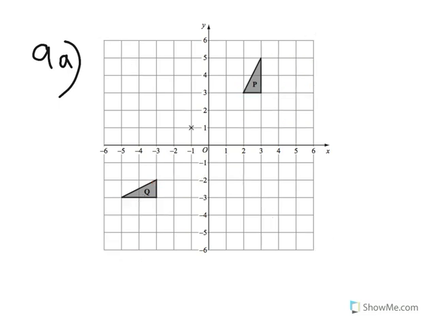Question 9b is asking you to rotate triangle Q 90 degrees anti-clockwise about the point 1, comma 1, which is over there. And you're supposed to label the new triangle R.